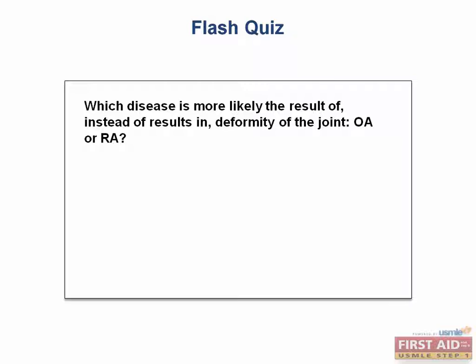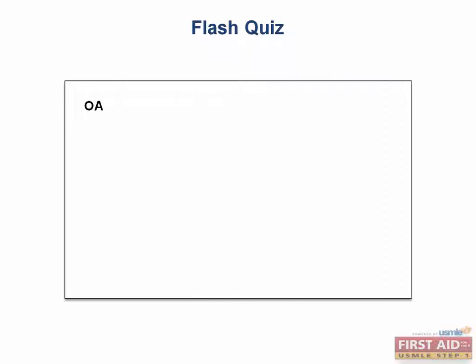Flash quiz. Which disease is more likely the result of, instead of results in, deformity of the joint? OA or RA? Osteoarthritis. So let me ask you, which would you rather, OA or RA? Well, if it were up to me, I'd definitely choose osteoarthritis. It's a mechanical problem and can be fixed mechanically in most cases with a joint replacement. Rheumatoid requires a complex regimen of medications with some pretty nasty side effects and comes with a package of autoimmune disorders.